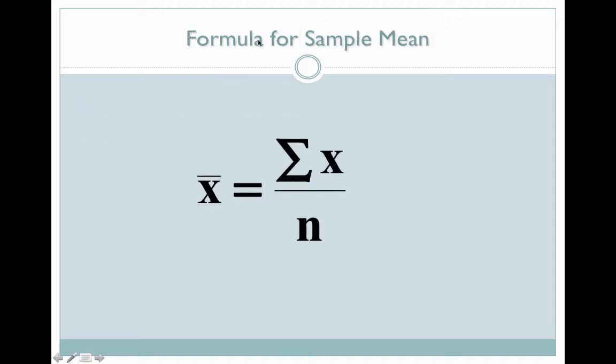So our sample mean, which has the symbol x bar, that's what we call this little x with a bar over it, x bar, our sample mean, equals the sum of all the x values, so that means you take each observation and you add them all up, divided by n.